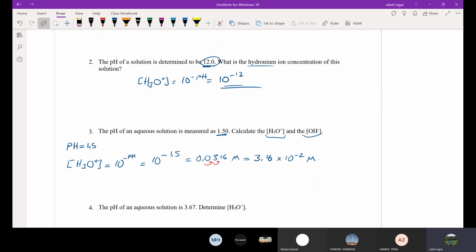If in the ministry exam question, the answer was not given as this one, it is given in scientific notation.